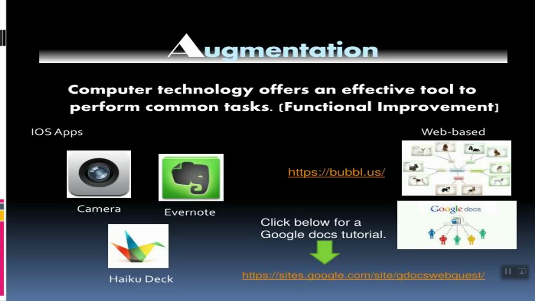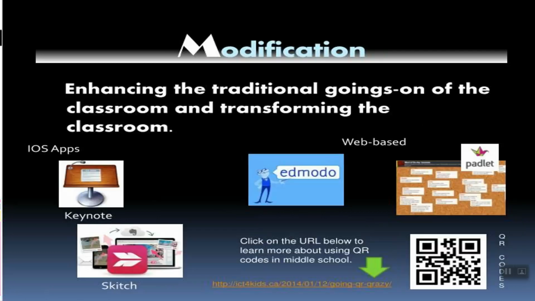This is computer technology offering an effective tool to perform common tasks, but there's functional improvement. Here are some other apps that you could use to do this. This is one where you can create some kind of web design, mind mapping thing that you can use to do what you would normally do on paper, but you're doing it on the computer and it gives it improvement. And then also Google Docs. Google Docs definitely improves things, doesn't completely redesign the assignment, but it gives it functional improvement.